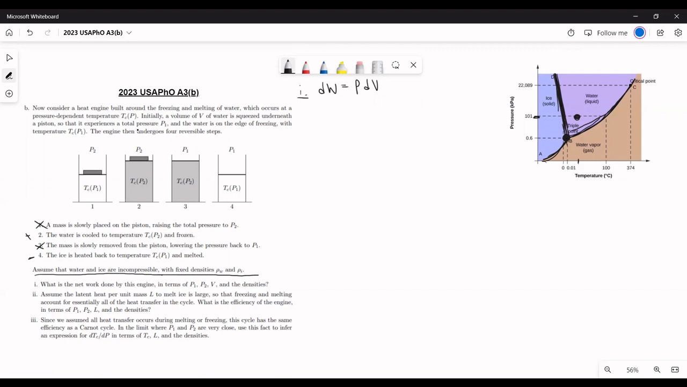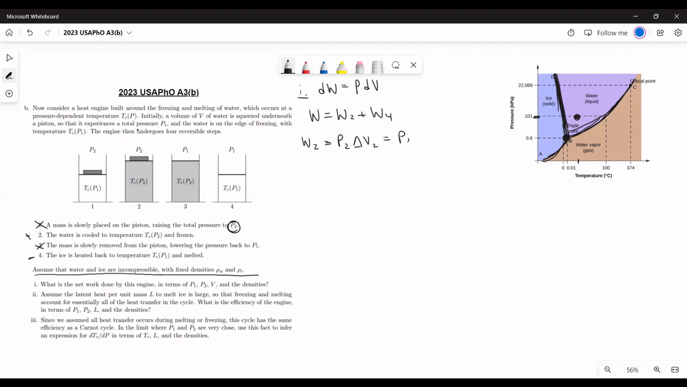So the total work is only going to consist of the work from step 2 and the work from step 4. So we just have to calculate these two works and add them. Well, the work in step 2, we can say is, since everything is done at this constant pressure P2, it's just going to be P2 times the change in volume at step 2.